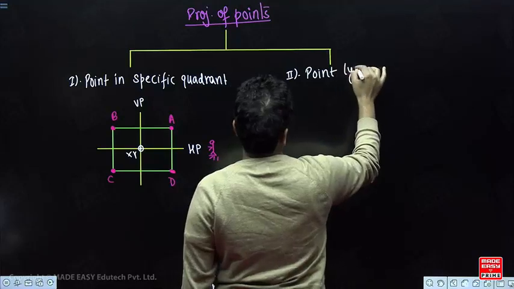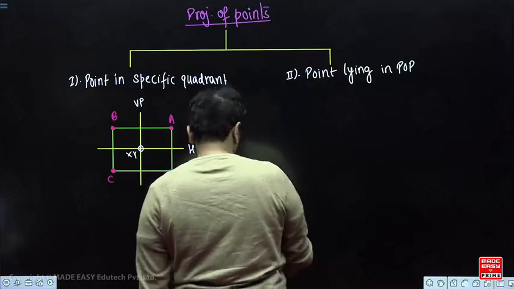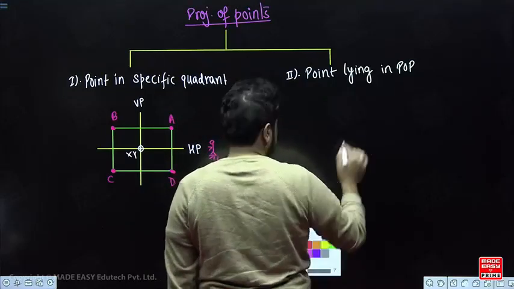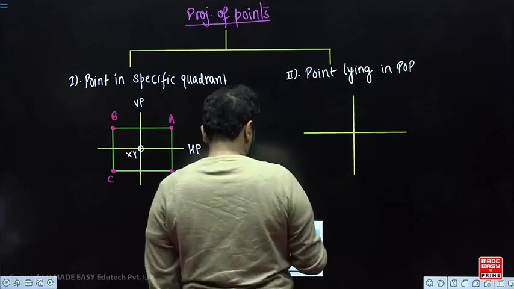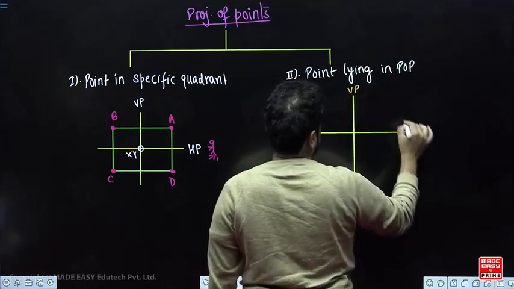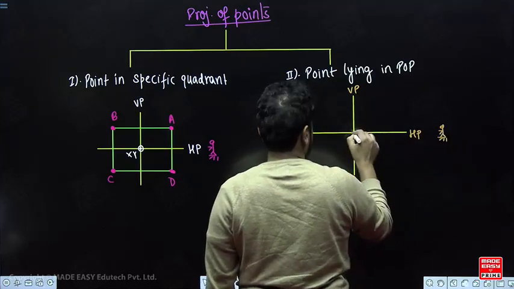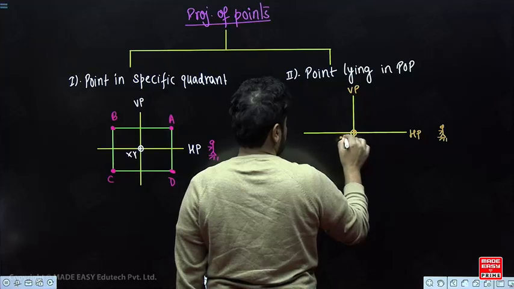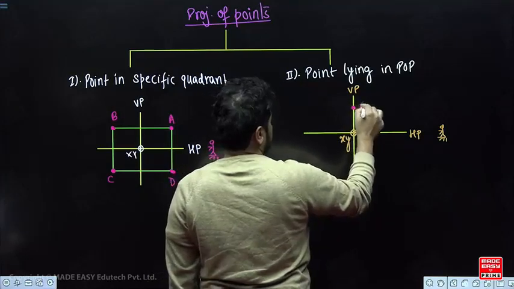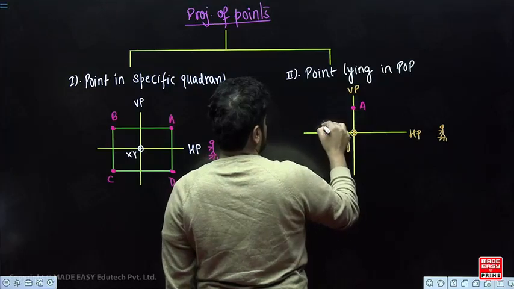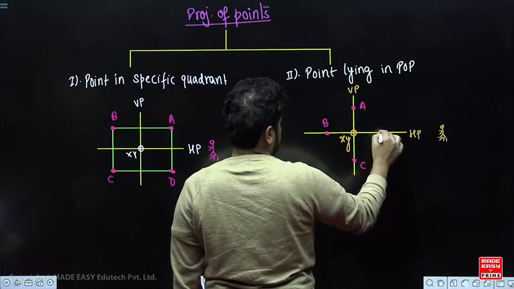point lying in POP, like VP, HP, XY, with points A, B, C, D.